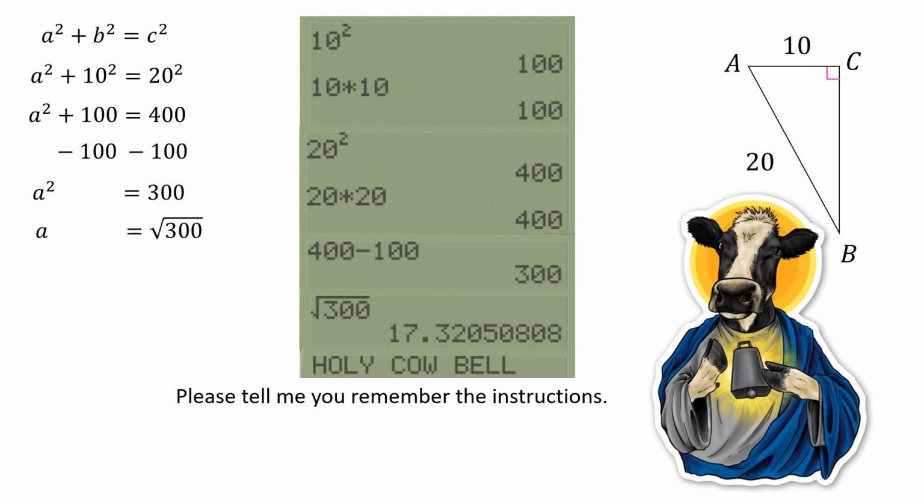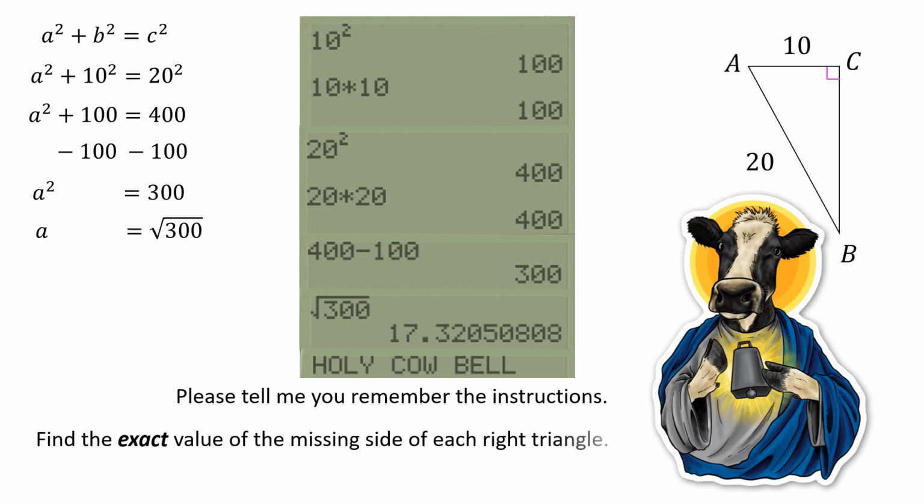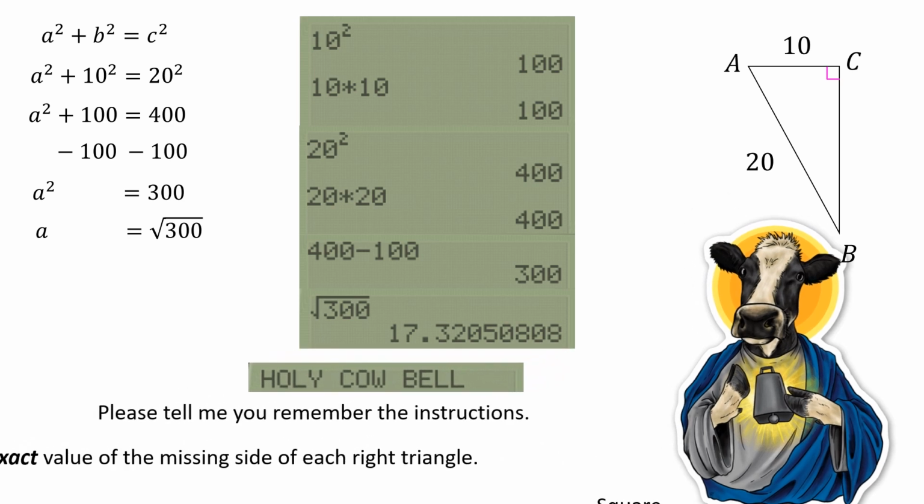Do we remember the instructions? A couple slides back. We want the exact value, not a decimal approximation, right? That is not an exact value on my calculator. It's pretty darn accurate to many decimal places, but it's not exact. I want an exact value, not an approximate value.